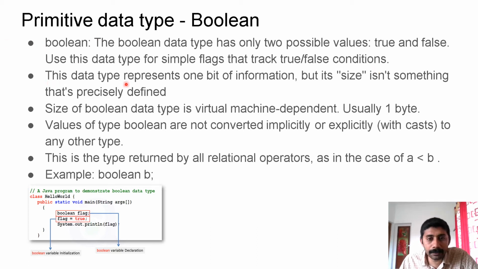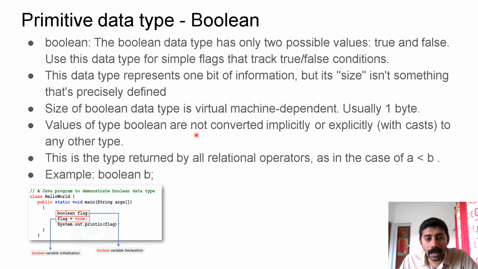This data type represents 1 bit of information, but its size is not precisely defined. Initially I said for all the data types, the Java language has defined the size. But in the case of Boolean, the language is not explicitly telling the size, because for the Boolean value you need only 1 bit of information. Means you are actually storing 1 bit of information, true or false. But to implement that, you can use 1 byte. That is actually how the virtual machine is implemented. The size of the Boolean data type is virtual machine dependent, usually 1 byte.